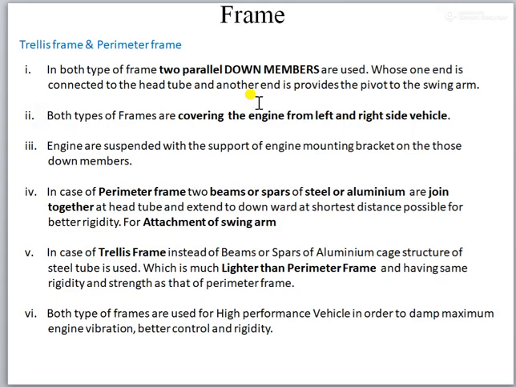In both types of frame, two parallel down members are used, whose one end is connected to the head tube and the other end provides the pivot for the swing arm.